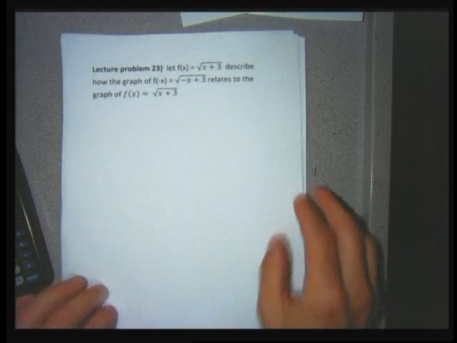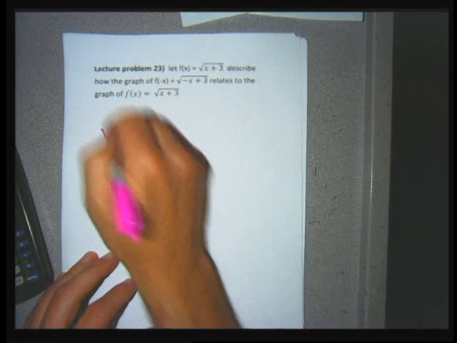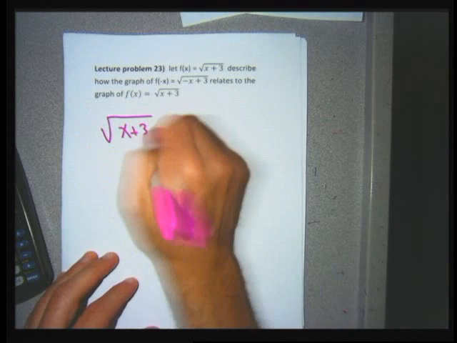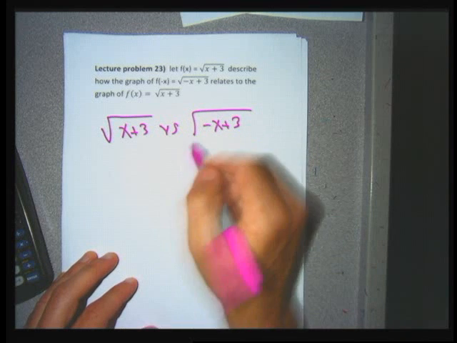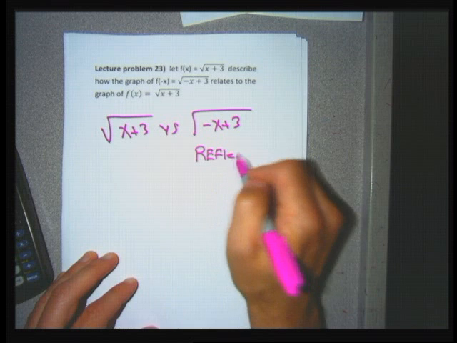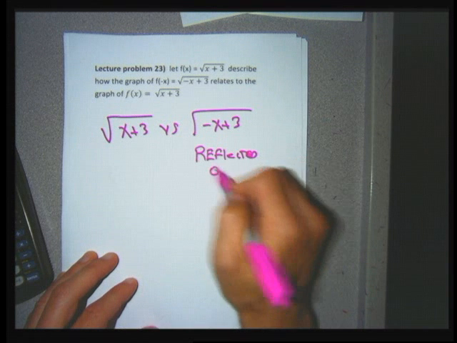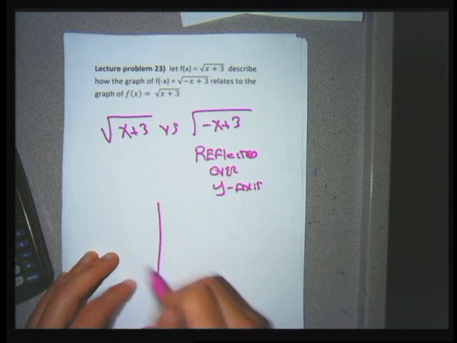23 is the same sort of problem. It's asking me to replace a negative x with an x. So I'm comparing the square root of x plus 3 versus the square root of negative x plus 3, and this graph is going to be reflected over the y-axis. And I can beat my calculator to the punch here.